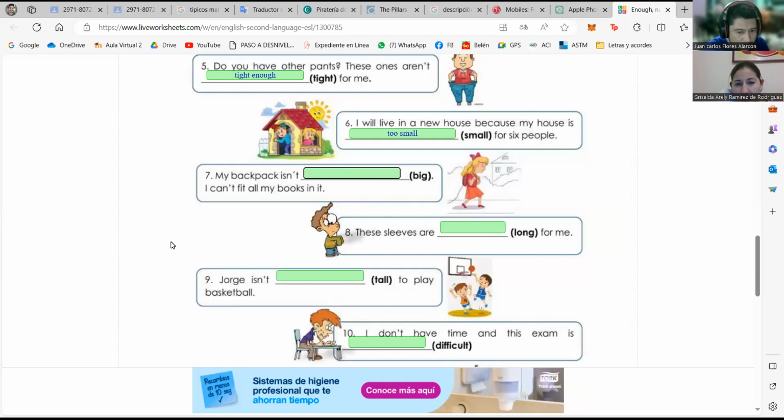Isn't big enough. Big enough. I can fit all my books in it. Enough. Big enough.